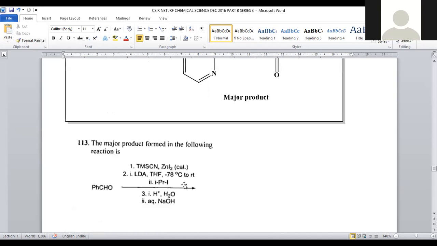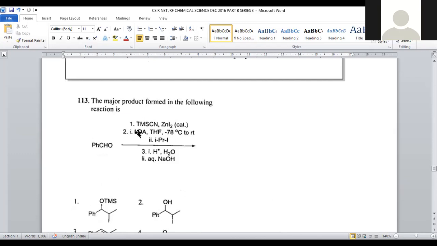So let us move on to question number 113. The major product formed in the following reaction. We are taking benzaldehyde treated with TMSCN, ZnI2 catalyst, LDA is a strong base, THF solvent, reaction conditions minus 78 degrees centigrade to room temperature. Isopropyl iodide, this is the kind of alkylating agent, and then acidic conditions followed by hydration, and we are treating with aqueous sodium hydroxide.